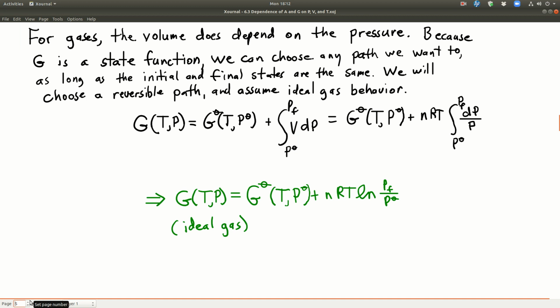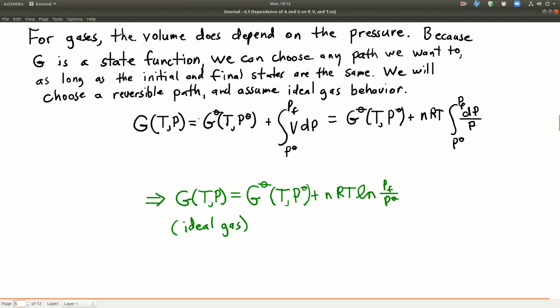Now, for gases, we know that the volume depends dramatically on pressure. To handle that, we use the beautiful property of state functions, that we can choose any path as long as we start and end at the same places. So we're going to choose a path that's reversible. We're going to assume ideal gas behavior just because the calculations are easier.